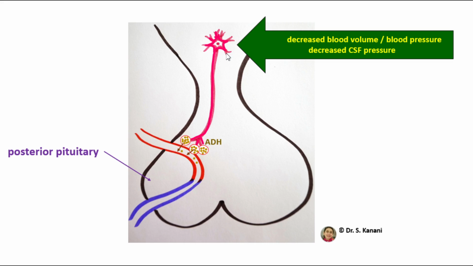As soon as the hypothalamus detects that blood volume is low or blood pressure is low, or even when the hypothalamus detects a decrease in cerebrospinal fluid, which is an indication that blood pressure is low, quickly the order is sent that ADH molecules should be released into the blood capillaries that we have in the posterior pituitary.